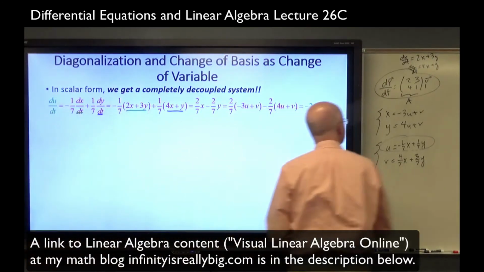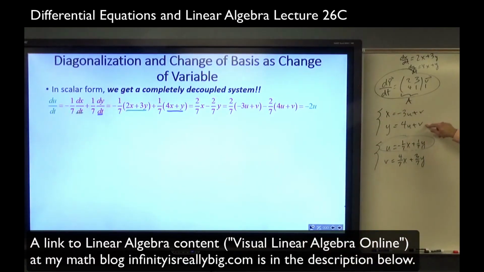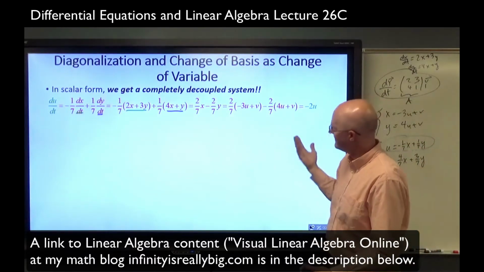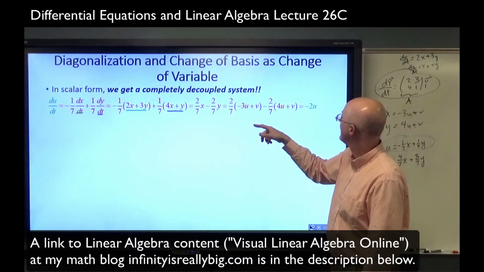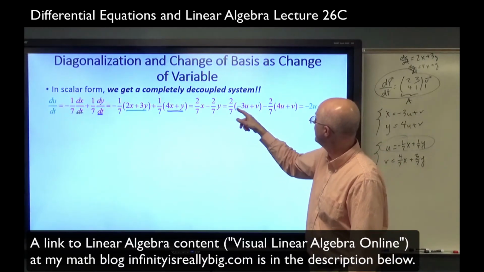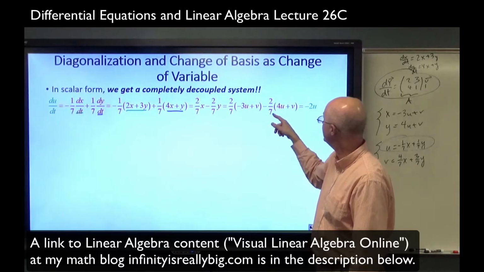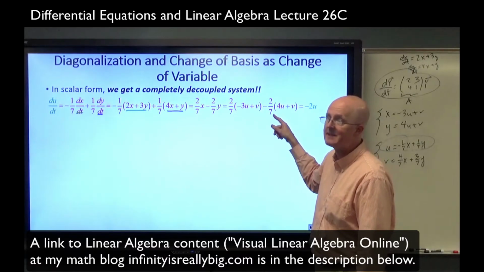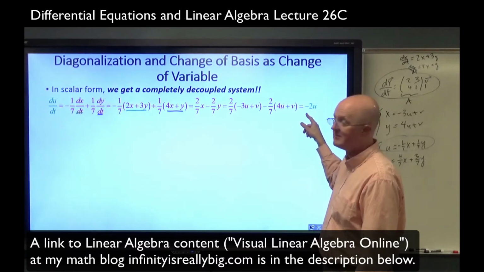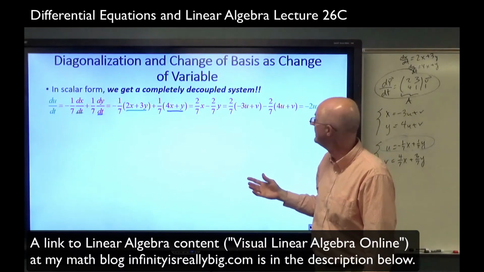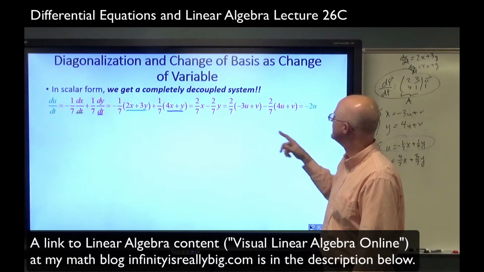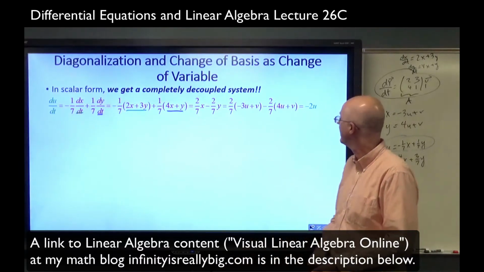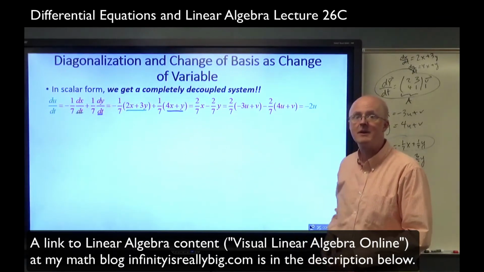Now use the fact that x is negative 3u plus v and y is 4u plus v. Substitute those in place of x and y to get this. Simplify again, distribute again. What's the u term? Multiply those, you get negative 6/7 u. Multiply these, you get negative 8/7 u. Negative 6/7 plus negative 8/7 is negative 14/7, negative 2u. And the v terms cancel: 2/7 v minus 2/7 v is 0. The v term goes away. A nice, simple equation for du/dt.